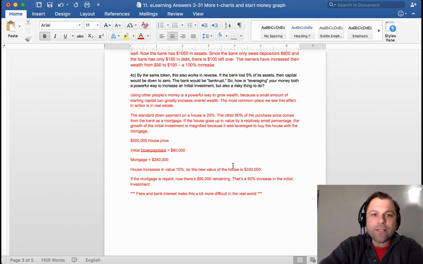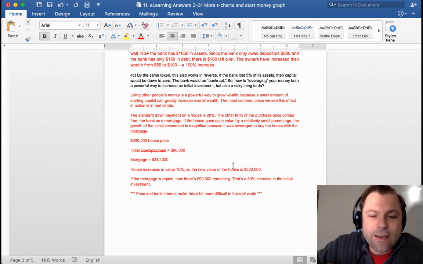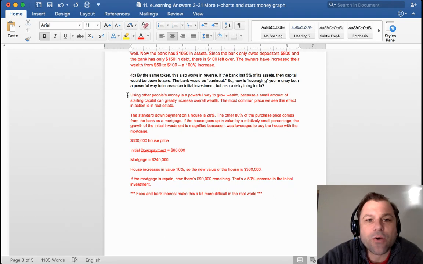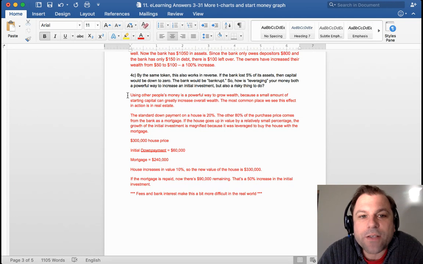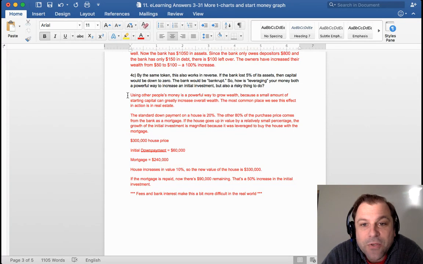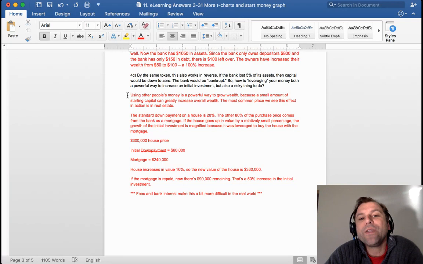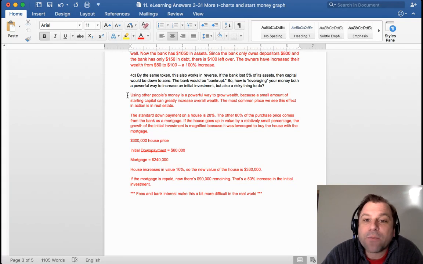So, take a look at 4C and this other explanation here. Using other people's money is a powerful way to grow one's own wealth, because a small amount of starting capital can greatly increase overall wealth. The most common place we see this effect in action is in real estate. When we buy a house, the most standard down payment is 20%. The other 80% is somebody else's money, but we call it a mortgage.